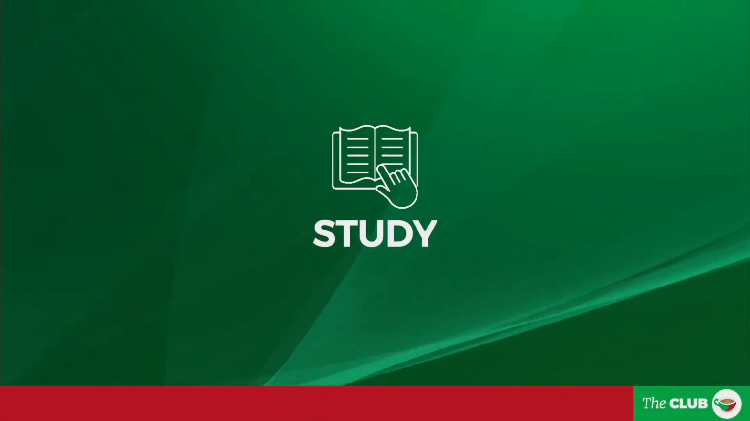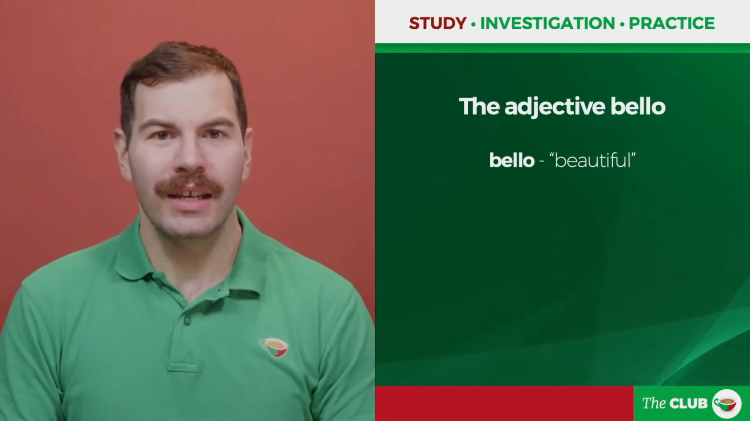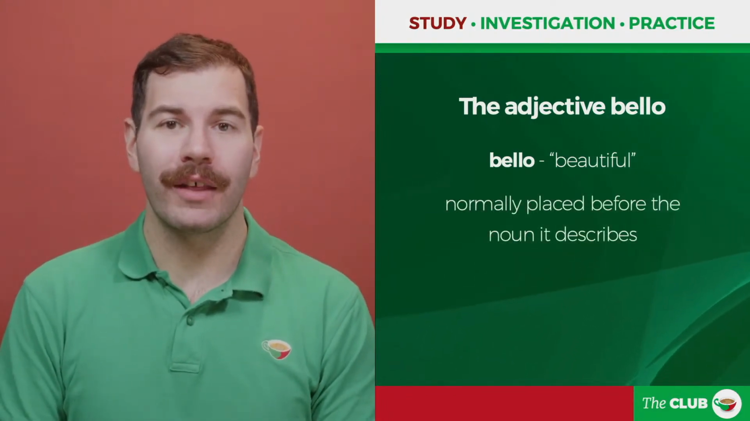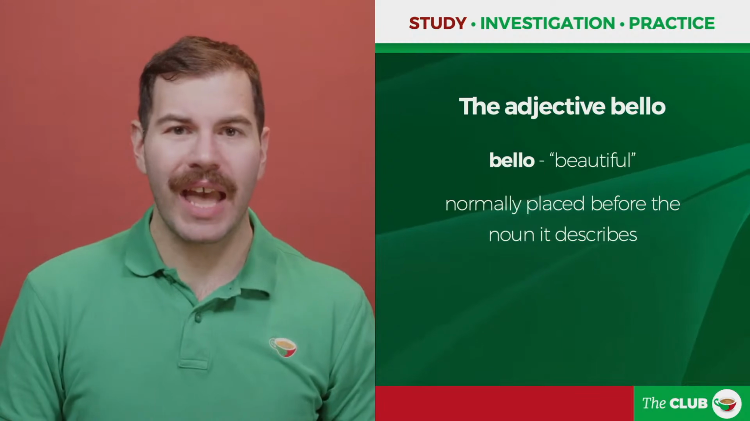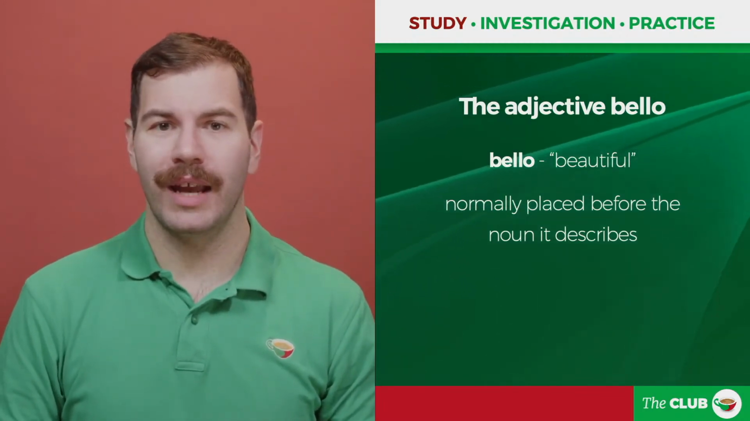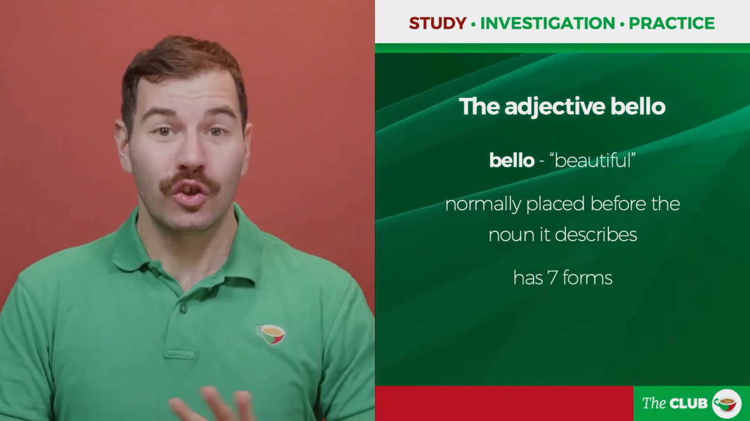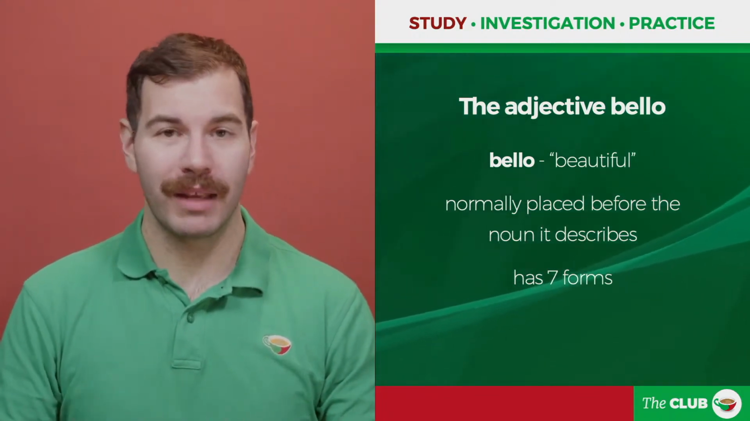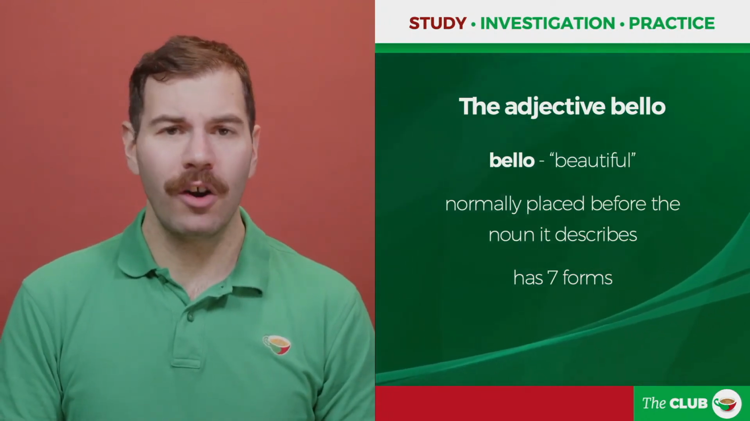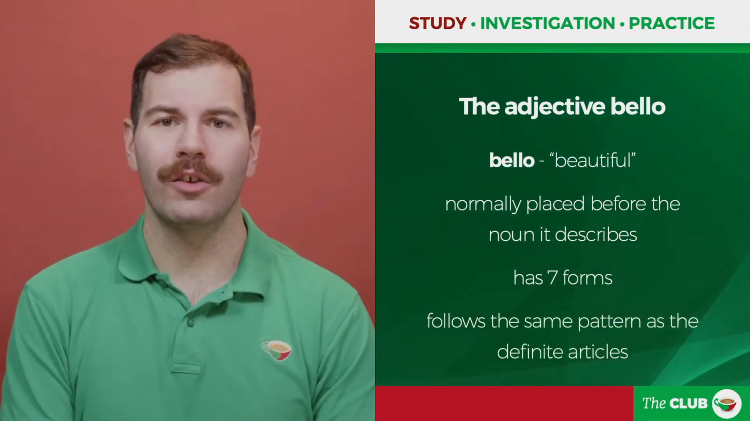As always, let's start with our study section. The adjective bello means beautiful, and quite unusually, is normally placed before the noun it describes. For this reason, it behaves as a sort of article, and that's why it has 7 different forms. But don't worry, we're going to explain which form to choose for each noun. We're going to follow basically the same pattern we use when we choose the definite article for a noun.